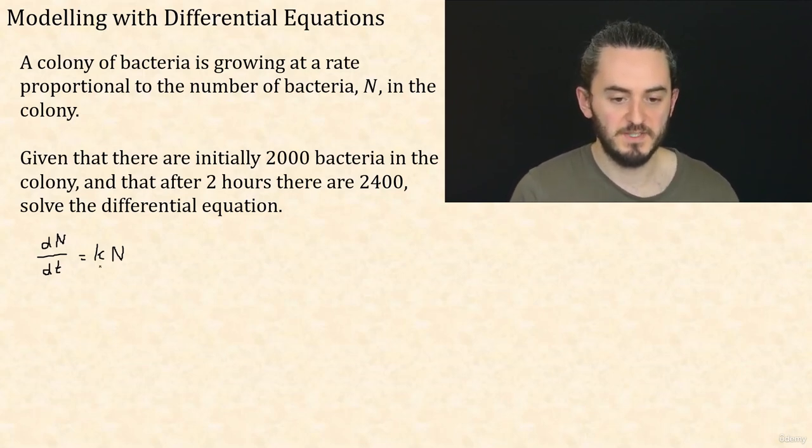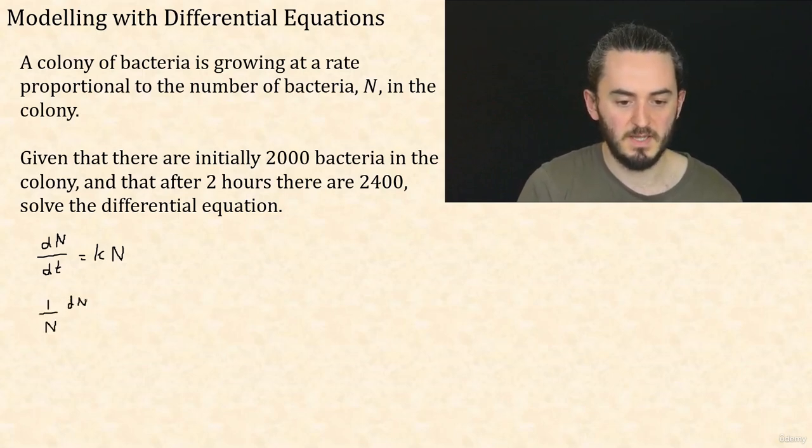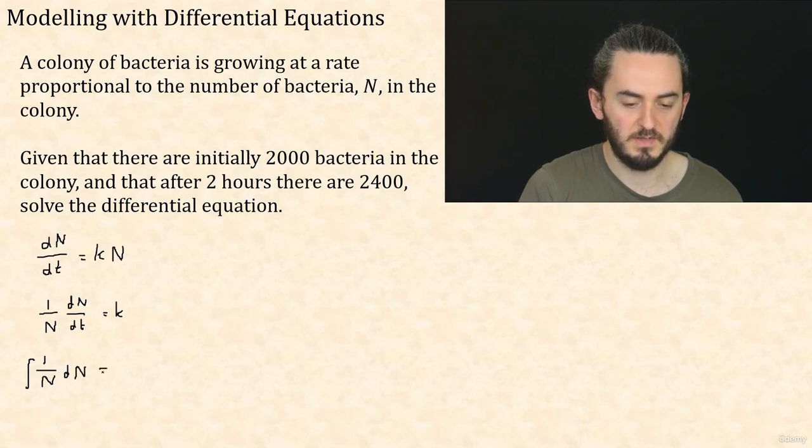So let's solve this differential equation then. So we're going to separate variables because I've got an n, a dn by dt here, and I've got an n there. I want all of the n's over with the dn by dt's. So 1 over n dn by dt, and that's equal to some constant k. So can I solve this? I can. I just integrate both sides with respect to t. So that's 1 over n dn, and that's equal to the integral of k with respect to t.